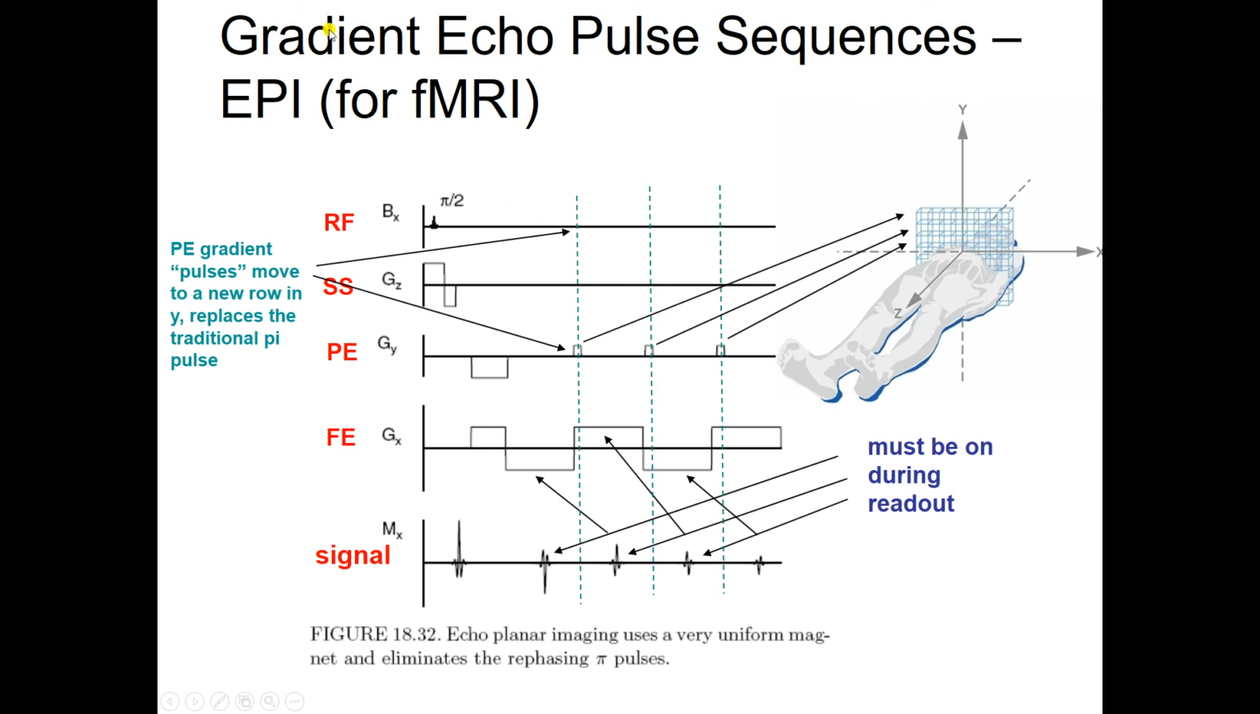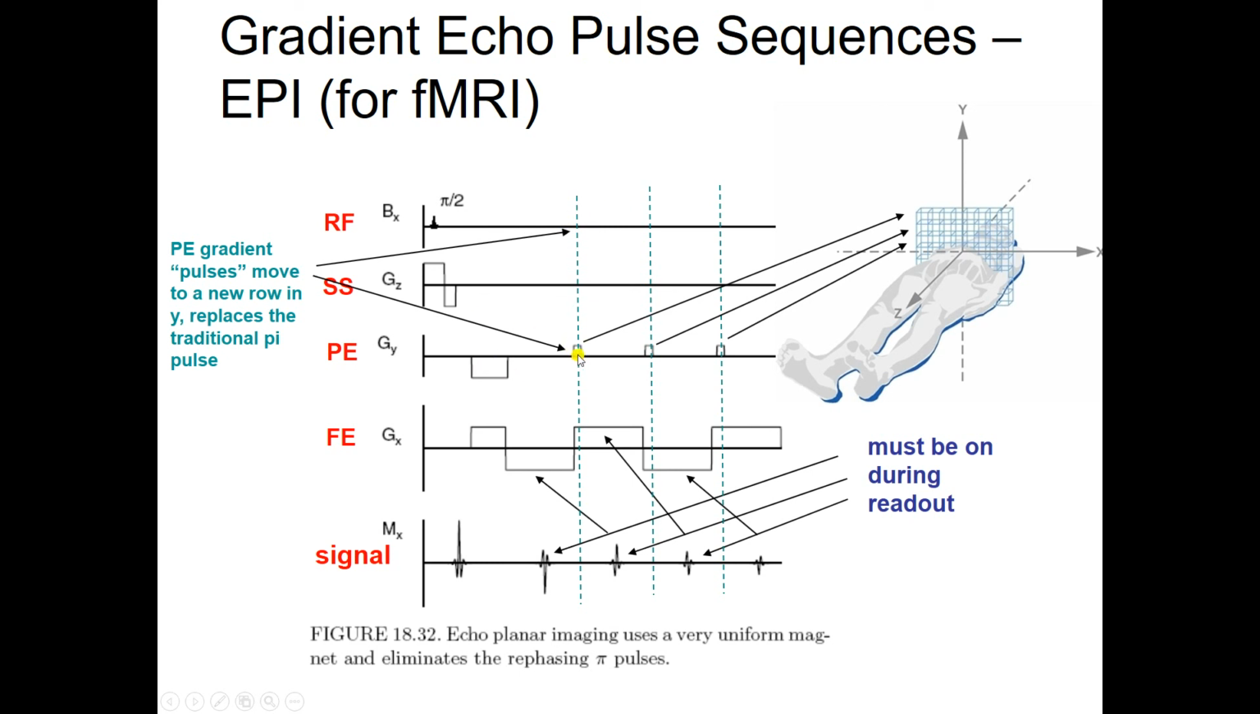So in a gradient echo pulse sequence, you look at the RF, you're putting in a pi by 2, there's no pi pulses anywhere. If I just showed you this, and I asked you, is this an SE or a GE pulse sequence, what would your answer be? You know the answer. An SE sequence has a pi pulse to generate an echo. There are no pi pulses. This cannot be an SE sequence.